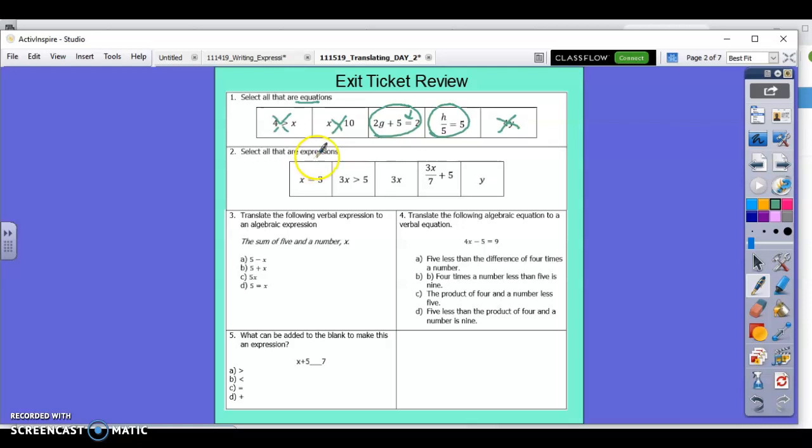Select all that are expression. So an expression cannot have an equal sign, cannot have an inequality sign. So this one's good, this one's good, and this one's good.